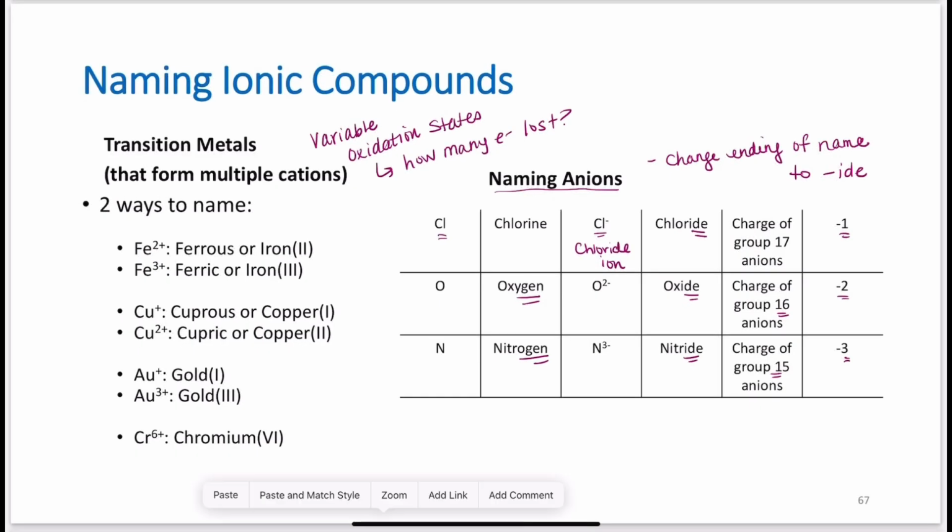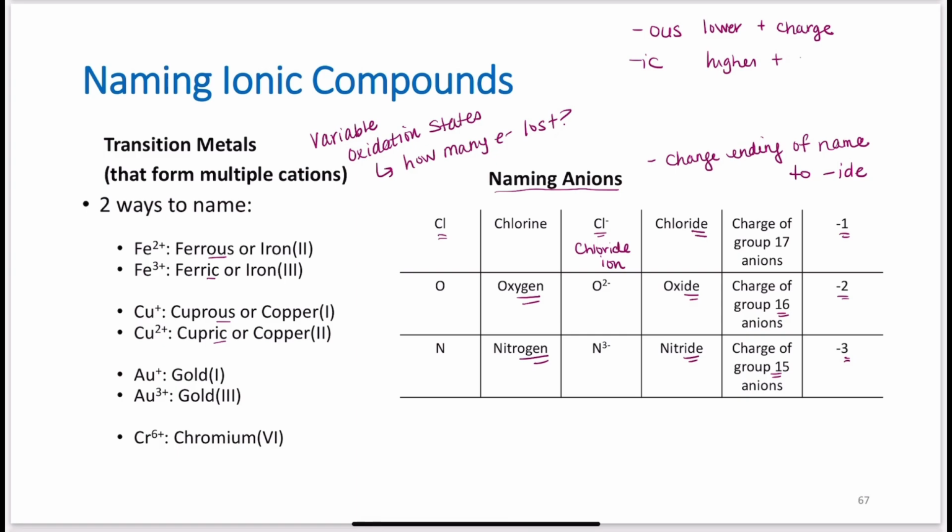Notice here we've got 2 different naming conventions. We've got ferrous and ferric versus iron 2 and iron 3. Cuprous and cupric versus copper 1, copper 2. Okay. The us and ick naming is the old style convention. Us means the lower oxidation state, so the lower plus charge. Ick meant the higher. You need to be able to recognize these names because you will see them on older chemical bottles. So you will see things like ferric chloride, and you need to realize that that means iron 3 plus.